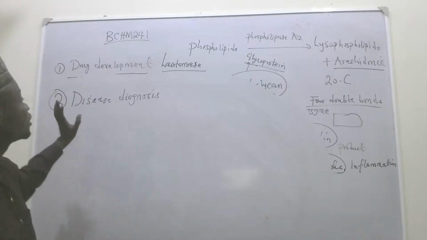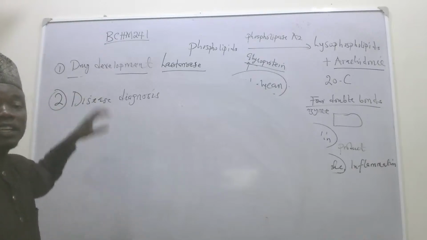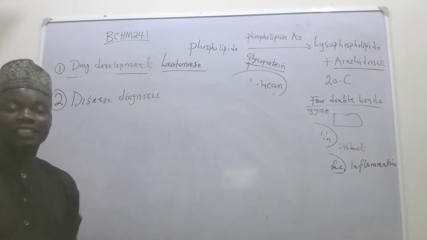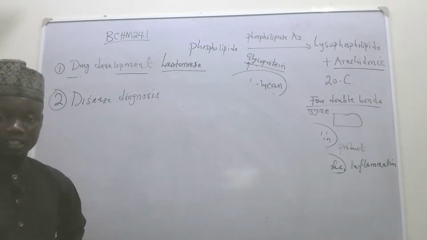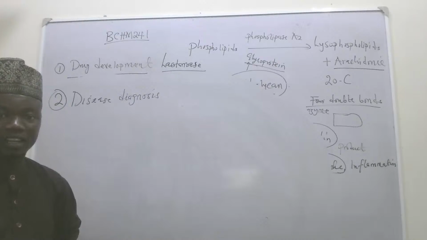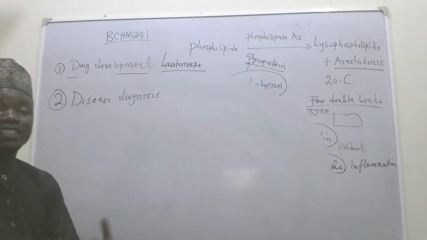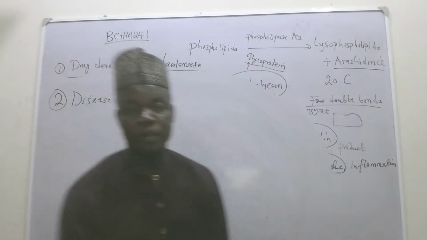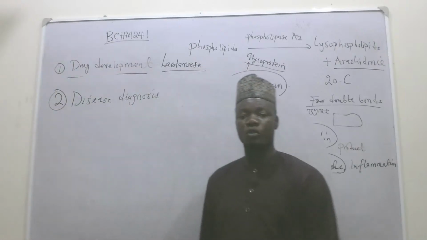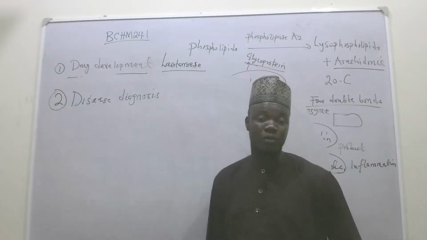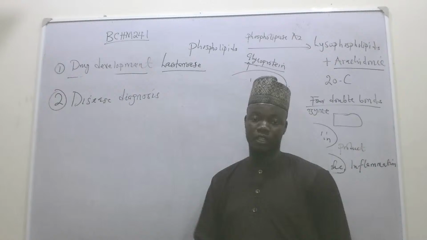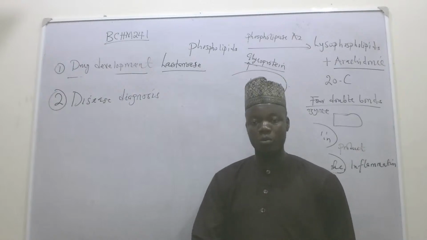So another application of biochemistry, you can use the knowledge of biochemistry in disease diagnosis. That is disease testing. Assuming now you have a patient suffering from a particular disease and you want to check what happened to that particular person. Is he having a problem with a particular organ or a particular disease?